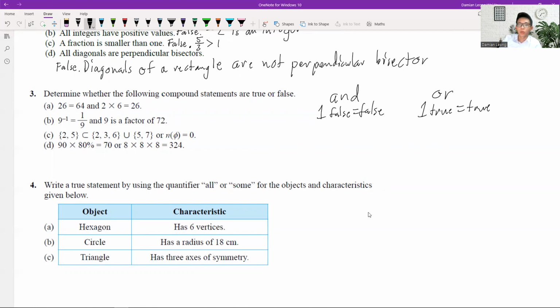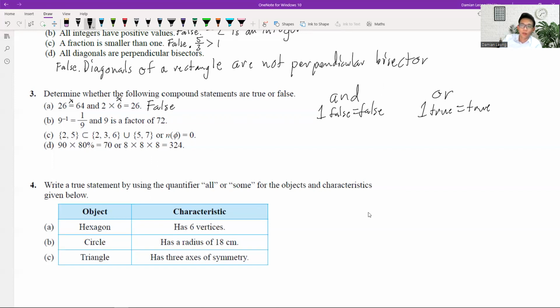Okay. So question 3 here, 2^6 equals 64. That's obviously false. But it's an AND statement, so if one of it is false, the whole thing is false. I don't even need to consider this. But even if I consider, it's actually both false. So part A is definitely false.